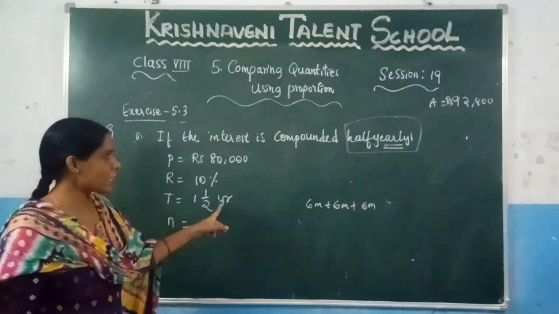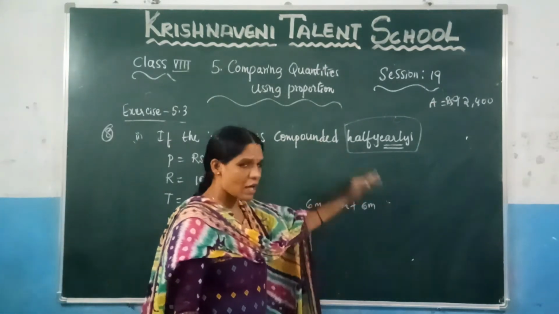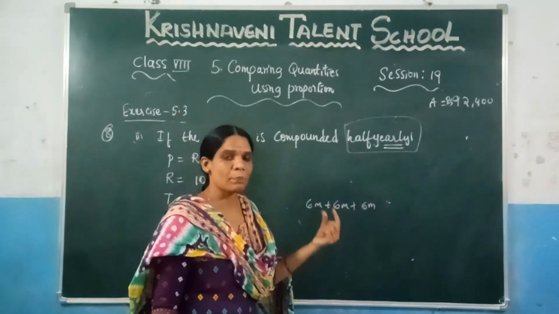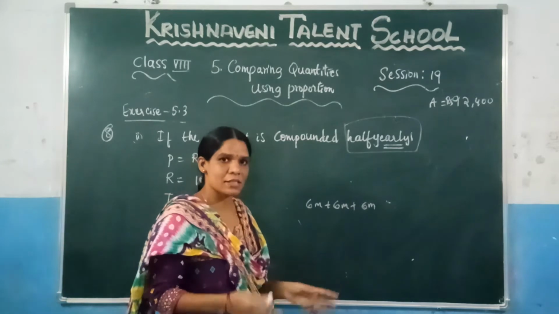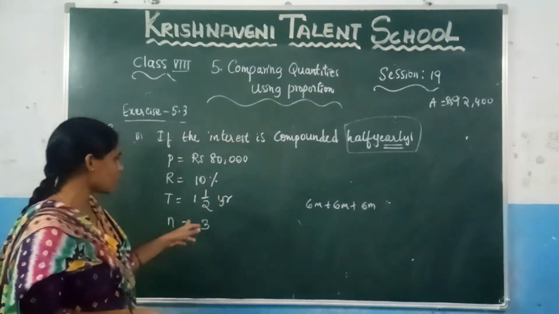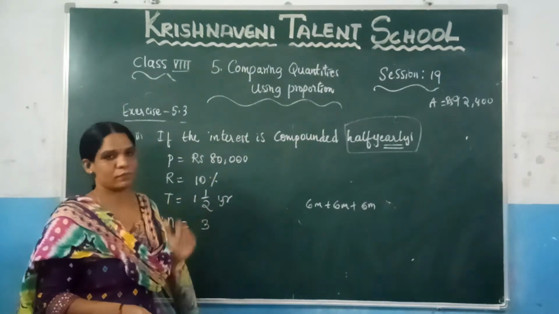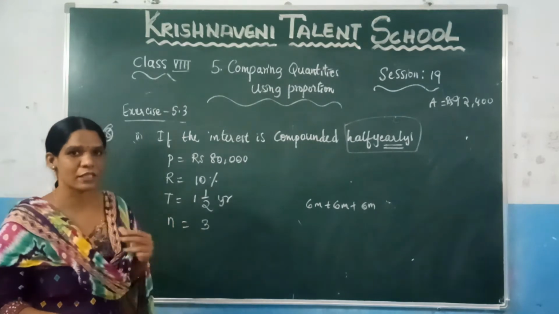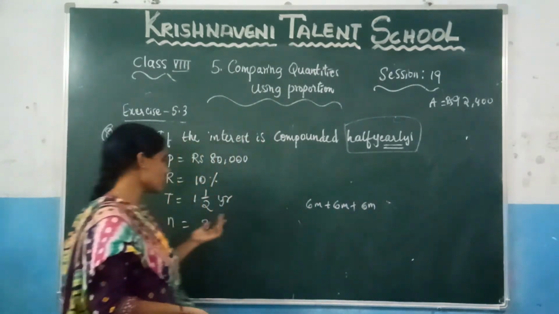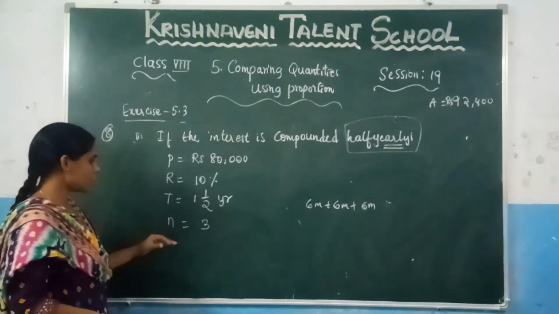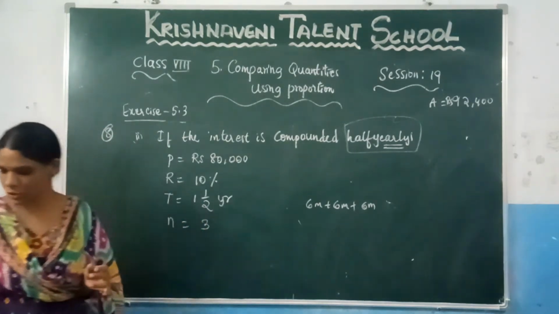So since here we are calculating the compound interest half yearly, you need to take the time period as 6 months. Now how many times you need to take this 6 months so that you are getting here the time period as 1.5 year? 3. The conversion period in this case is 3, because 6 months plus 6 months plus 6 months gives you here 1.5 year. So here the value of n is equal to 3.